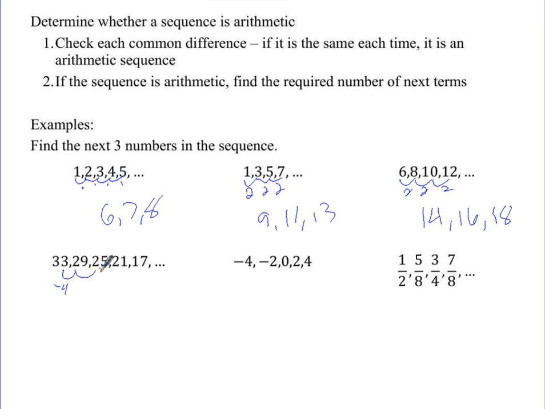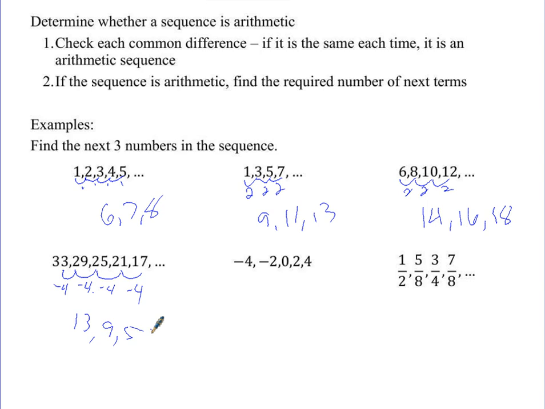How about from here to here, 29 to 25? Negative 4 again. How about from 25 to 21? Negative 4. How about from 21 to 17? Okay, so is this an arithmetic sequence? Yes, it is. What are the next three terms? Good. You've noticed that we're just changing by negative 4 each time. How about the next one?